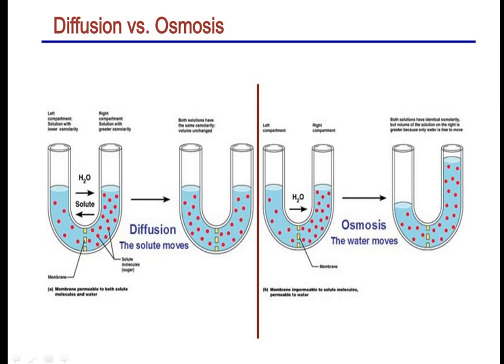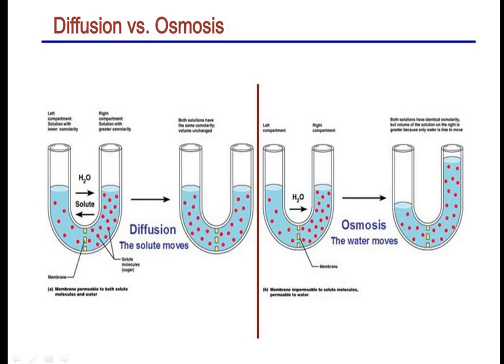Let's see what is the basic difference between diffusion and osmosis. In case of diffusion, it is the movement of the solute particles from an area of higher concentration to an area of low concentration. But when we are talking of osmosis, we are not talking of the solutes. We mean movement of water. Please remember, movement of water across a semi-permeable membrane from an area of low solute concentration to an area of higher solute concentration.